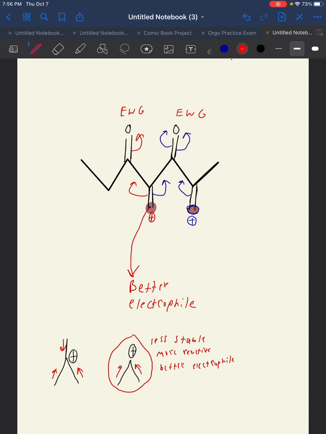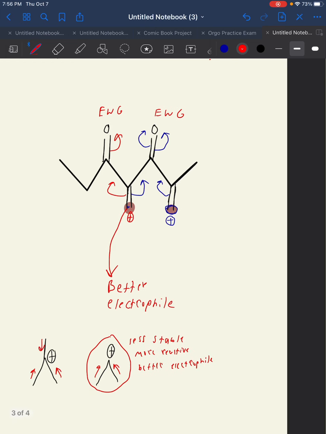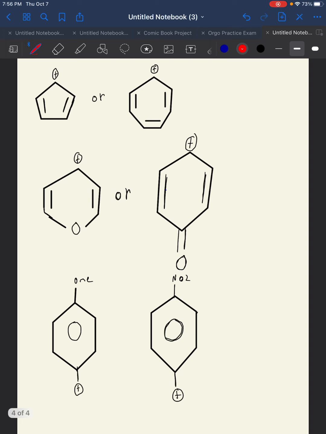So let's do some practice now. Thinking of the first two molecules at the top, which one do you think would be the most electrophilic? Well, once again, let's think of this as which one's less stable. This one has more resonance. This one has less resonance. So more resonance makes a more stable carbocation. So since this one has less resonance, it's less stable, and it's the better electrophile.